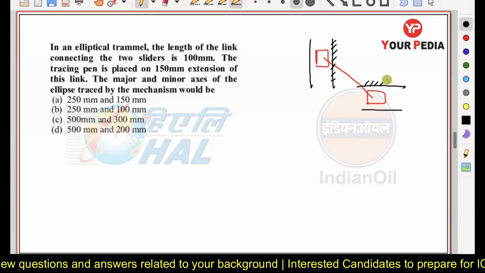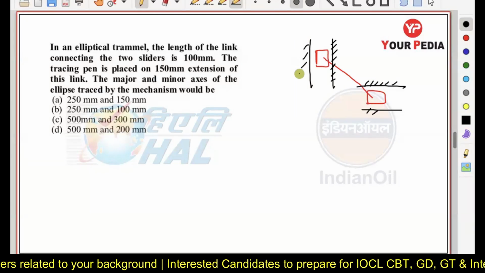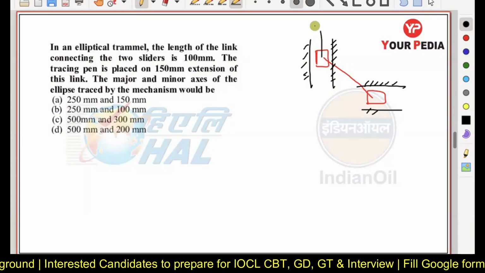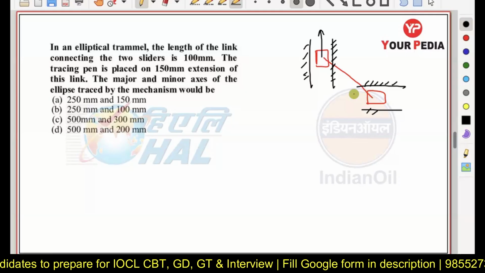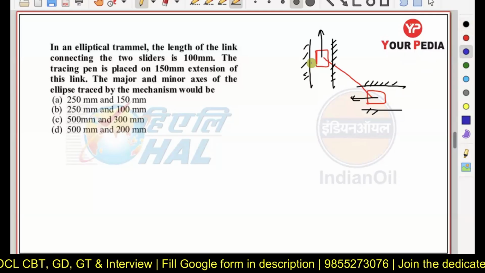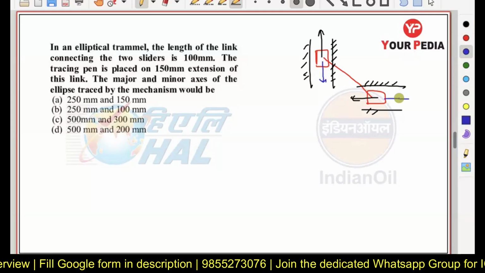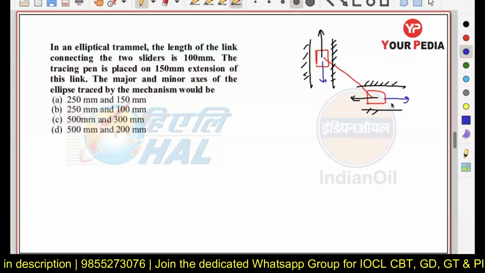Now, why do we use the elliptical trammel? So first of all, what is happening in this case? The sliders are moving either in the vertical direction or in the horizontal positions here. Okay, now you can see in this case.